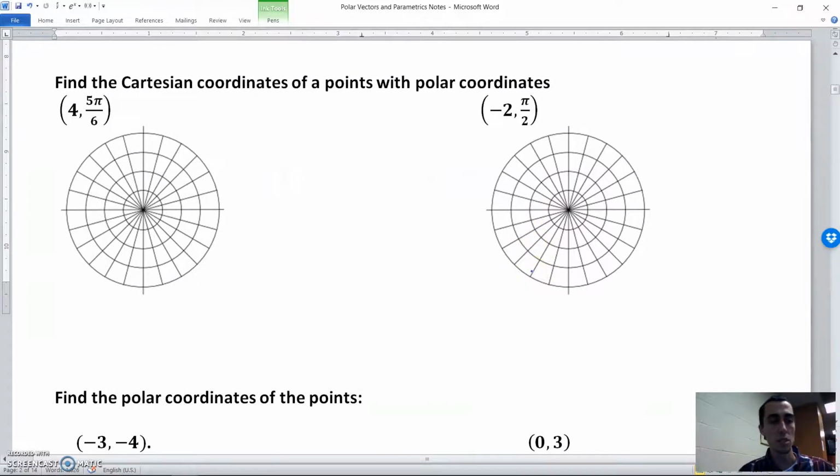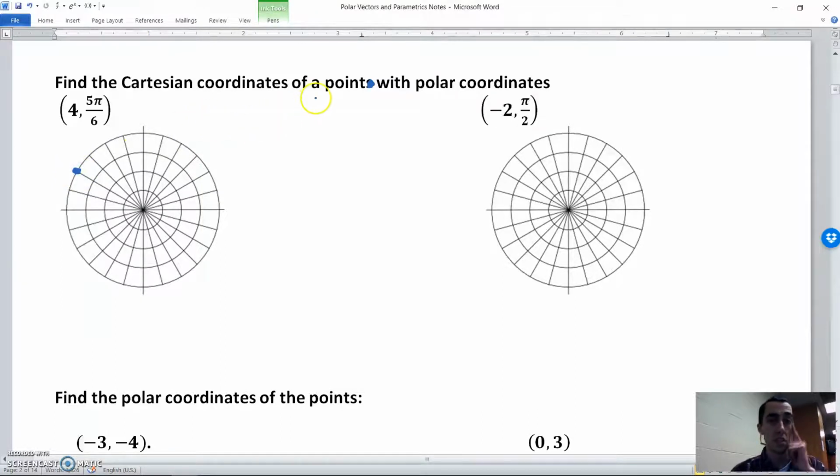So this part says find the Cartesian coordinates of a point with polar coordinates. Okay, that grammatically doesn't make sense. Let me change that up for you right here. There we go. Nice. A little better anyway. Alright, so we've got the point 4, 5 pi over 6. So we're going to be out here at the edge, go around to 150 degrees. That's going to put us right here.